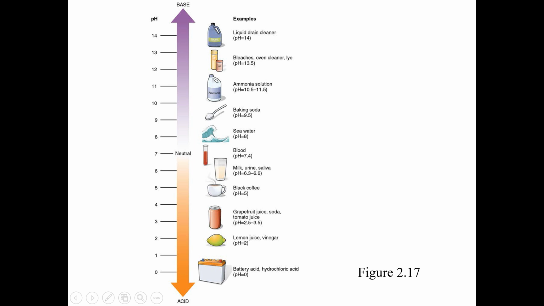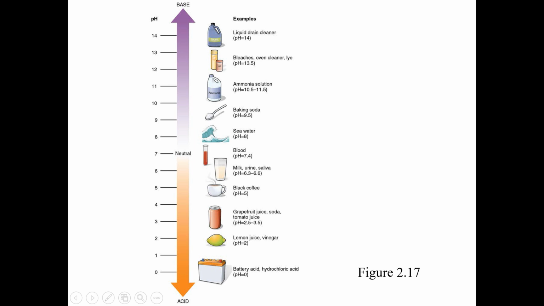Our blood is slightly alkaline, 7.4, but actual numbers, and you need to memorize it, 7.35 to 7.45. That is blood pH. Well, baking soda is alkaline, ammonia solution, different bleaches.